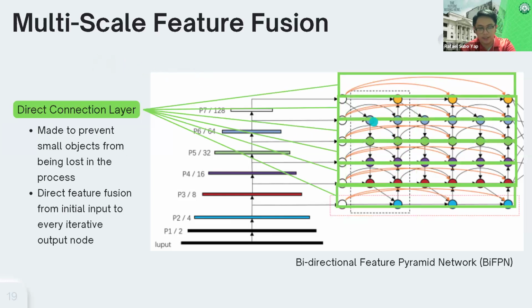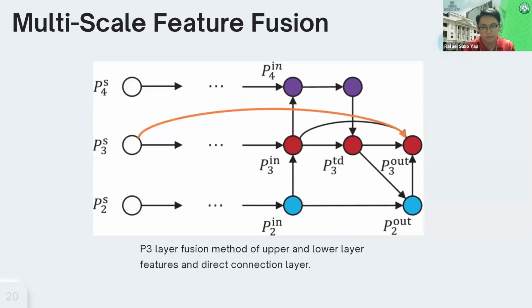The orange arrows here are made to prevent small objects from being lost in the process. This prevents information loss during up and down sampling because it connects the initial input to each of the iterations of the output nodes. Because for the calculations, we're just repeating them. To make sure none of this information gets lost during the process, we still connect them to each of these output nodes for each calculation. So yeah, direct feature fusion from the initial input to every iterative output node.